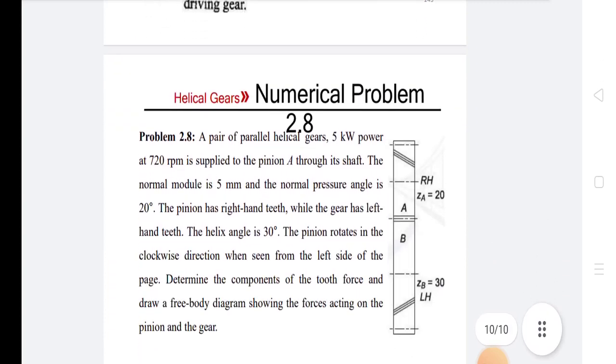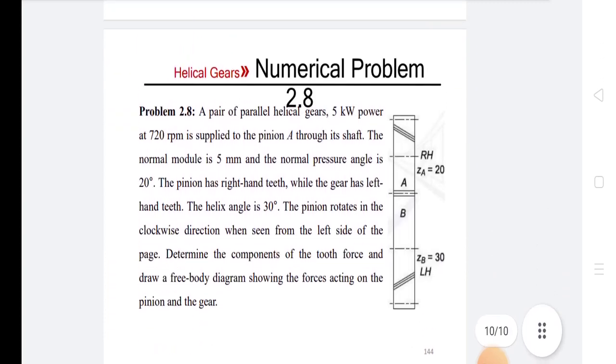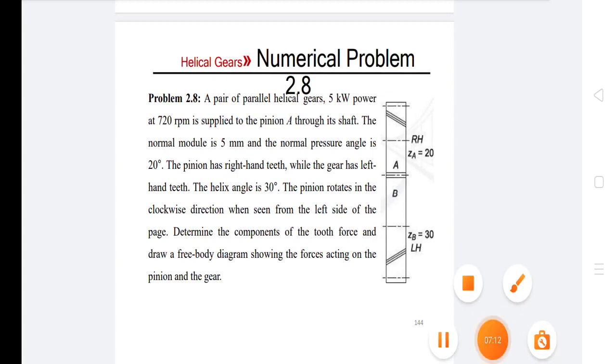This is the numerical problem of the helical gear. In the next lecture, we discuss this problem.